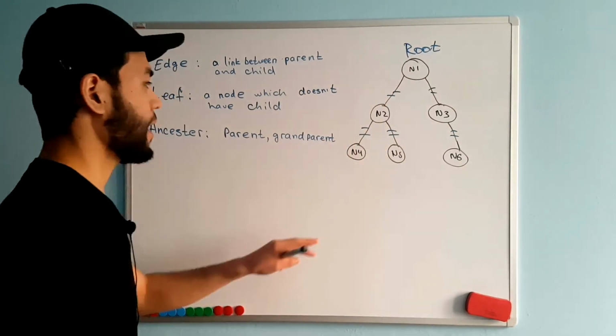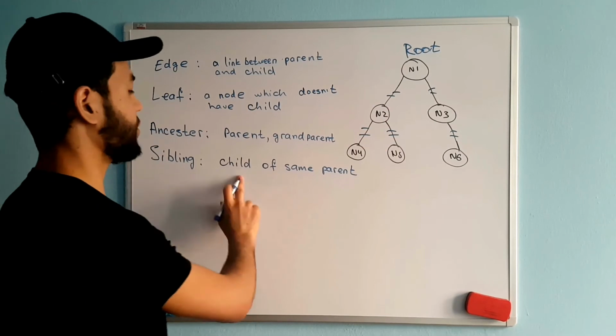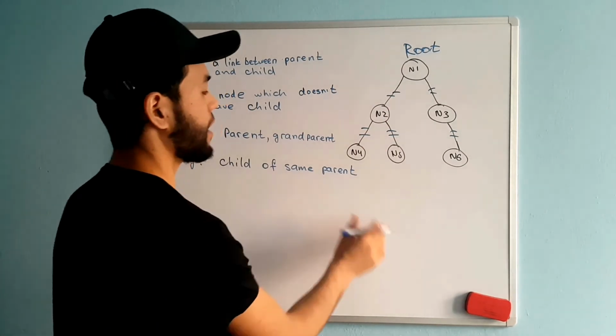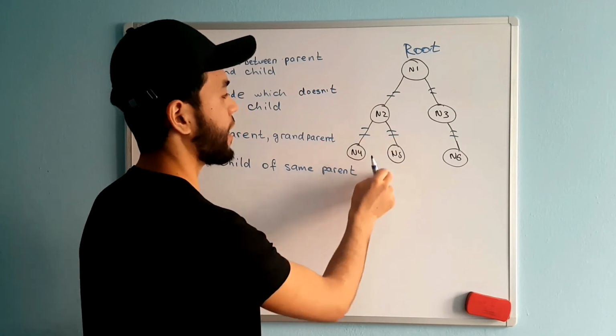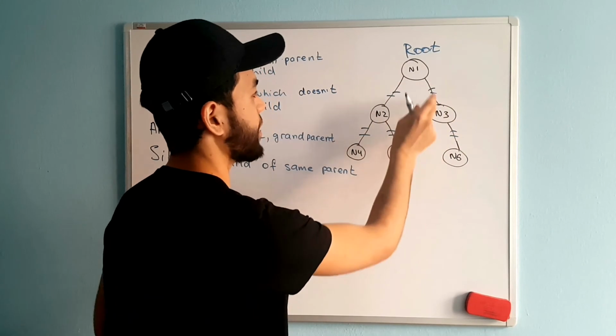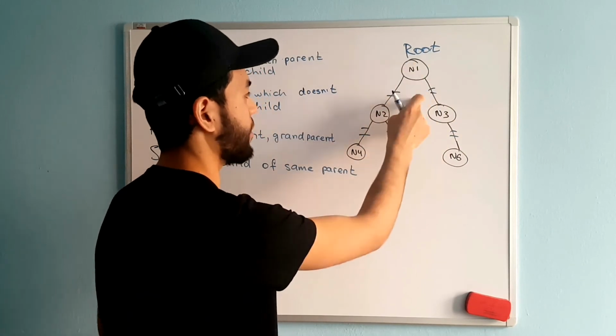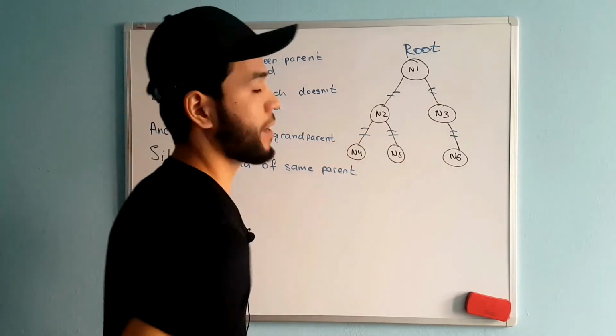And also we have the next terminology, which is sibling, which is a child of the same parent. You can see here, n4 and n5 are siblings, and n2 and n3 are also siblings. We have one parent and two children, and they share the same parent, okay? These are siblings.